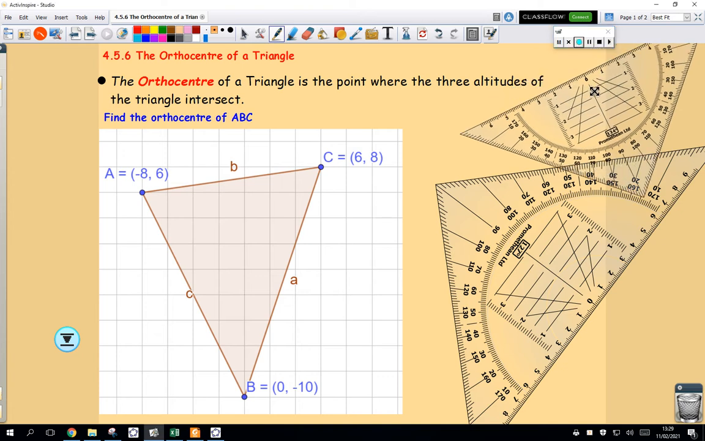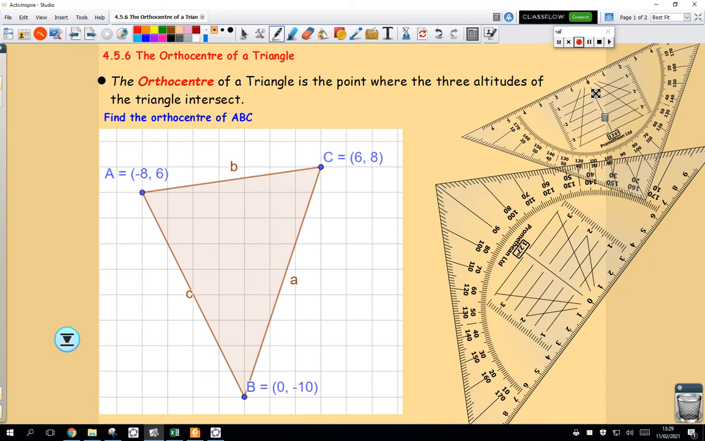So let me just move this set square. I've put in two set squares here to help me find altitudes. I've put them in at the right angle already because it's kind of awkward moving set squares around on my interactive board, so I have them prepared, ready to go.